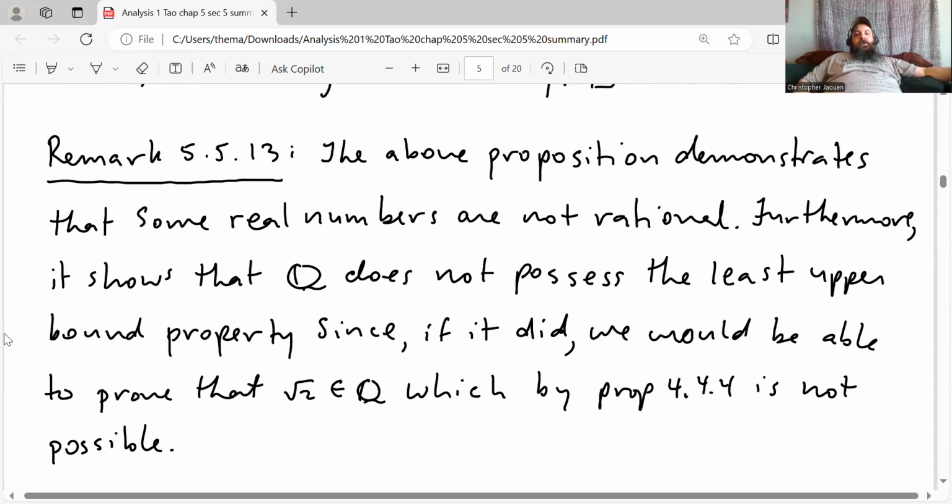Okay, then there's just a couple of remarks that Tao has at the end of this section. The above proposition demonstrates that some real numbers are not rational. Furthermore, it shows that the rationals do not possess the least upper bound property, since if they did, we'd be able to prove that square root 2 was rational, which by proposition 4.4.4 is not possible.